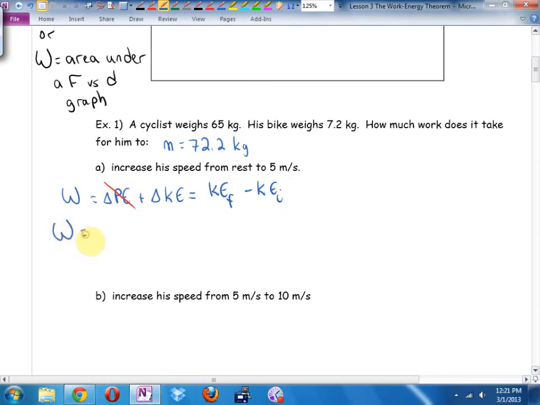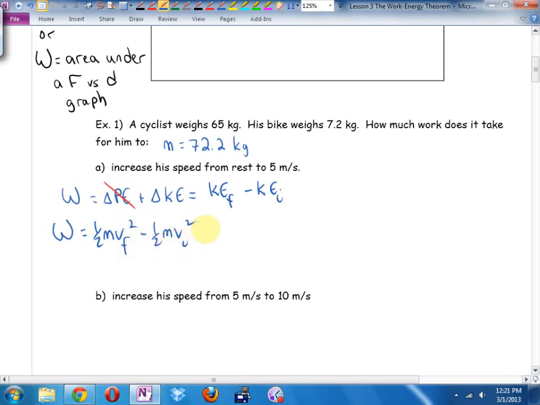Work equals, hey, what is the equation for kinetic energy? Brad, what is the equation for kinetic energy? You know it, so final would be a half mv final squared, initial would be a half mv initial squared. So a half mv final squared minus a half mv initial squared.